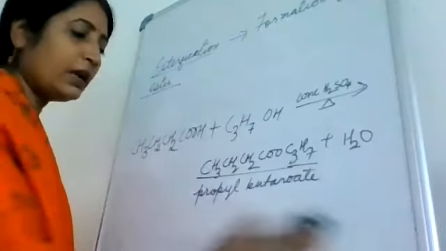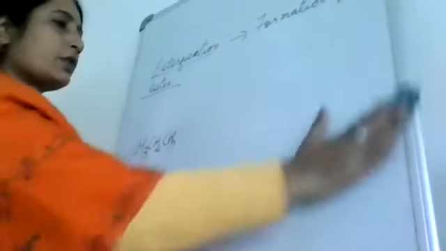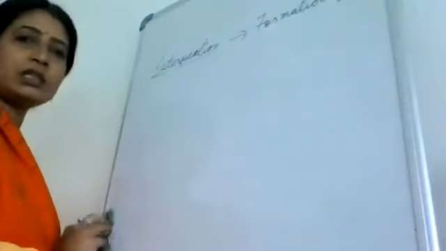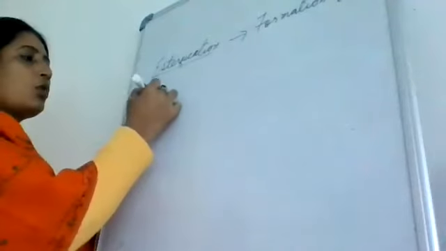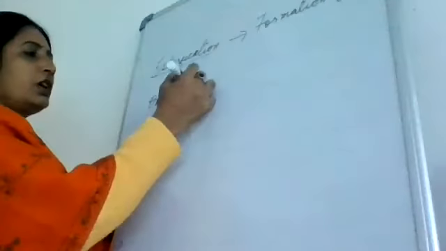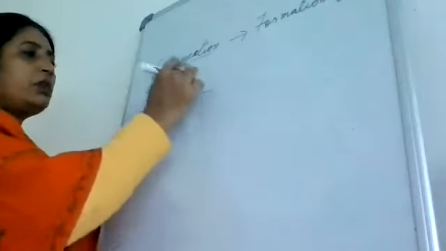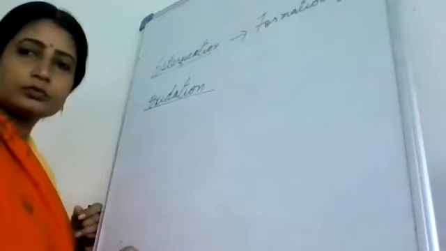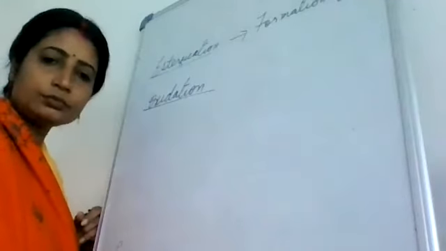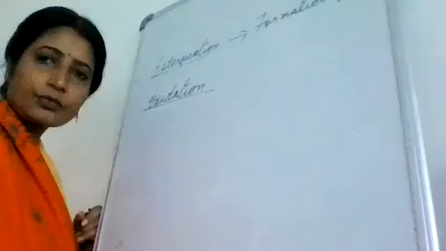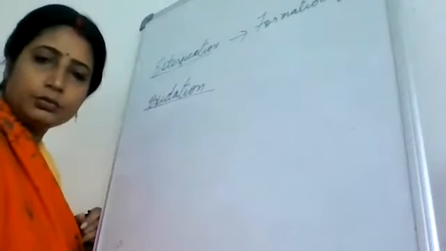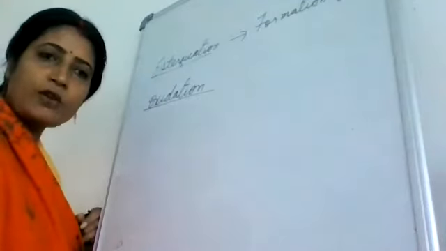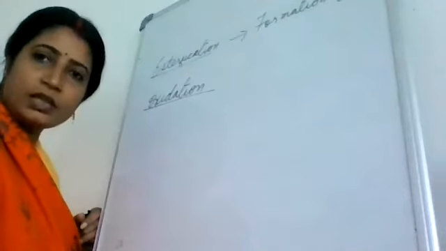What is the next property? We have done C, D, E, and what is next? Oxidation. What does oxidation mean? Oxidation means addition of oxygen. So addition of oxygen requires what? Oxidizing agent.